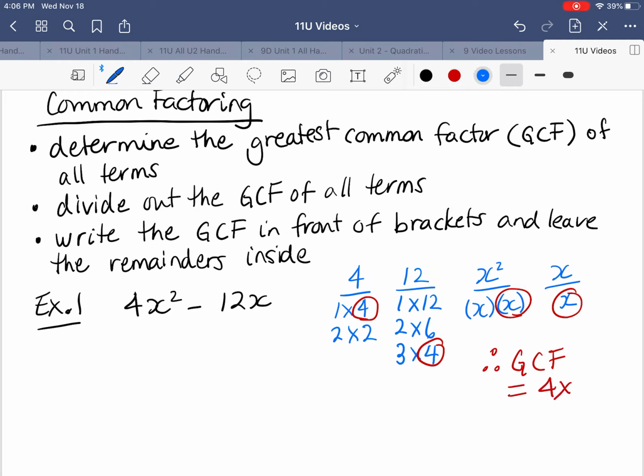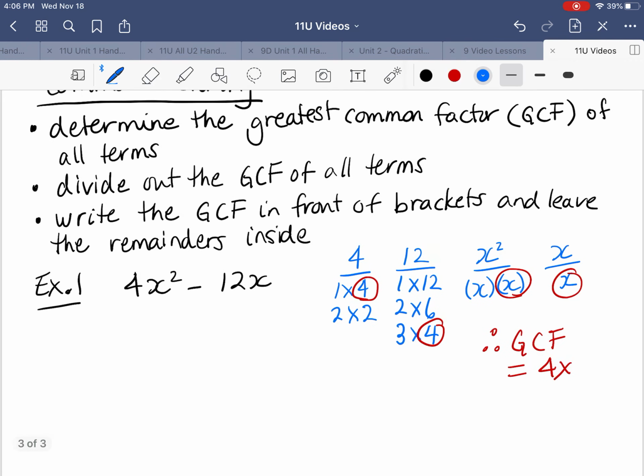So now I'm going to get back to where my polynomial is, and go to step 2. We've done the first one, we've determined the greatest common factor. Now we want to divide out the greatest common factor of all terms. I am going to write the greatest common factor outside a set of brackets. So 4x, and then we have a set of brackets.